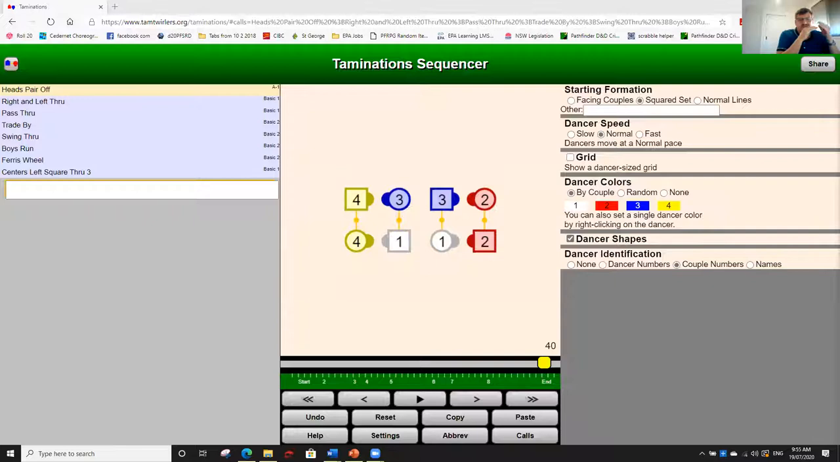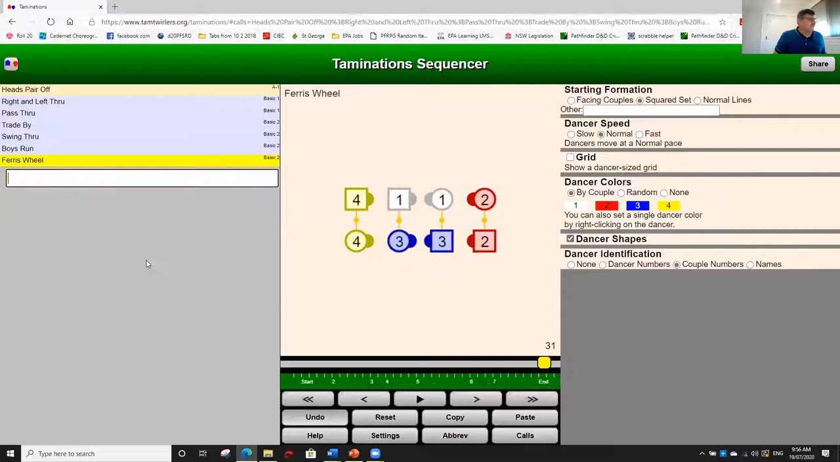Making little notations like that is a good way of actually coming in, and it's the same as what Alan Kerr said with your singing calls. Make that little notation. You can make the same little notation like this. I'm just going to do it here, but you do it on your call sheet. You go centers left square through three.